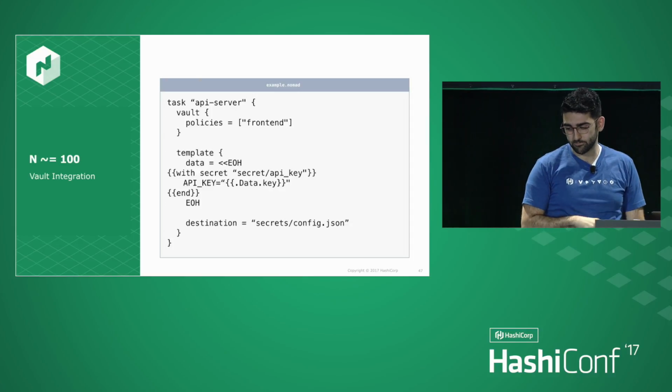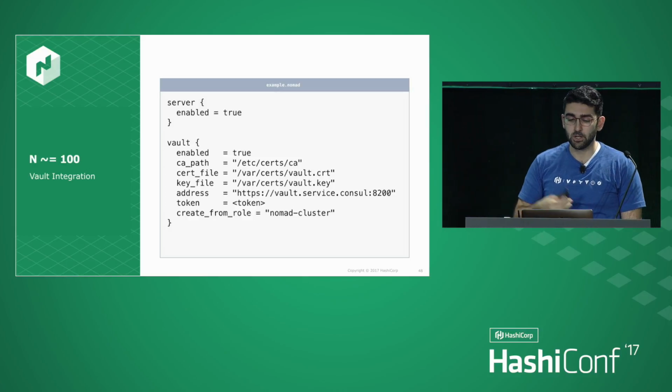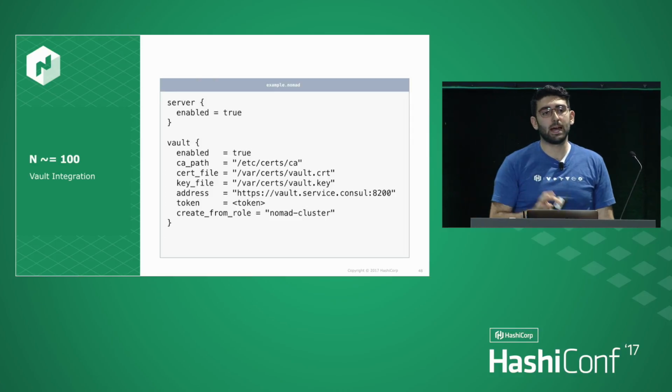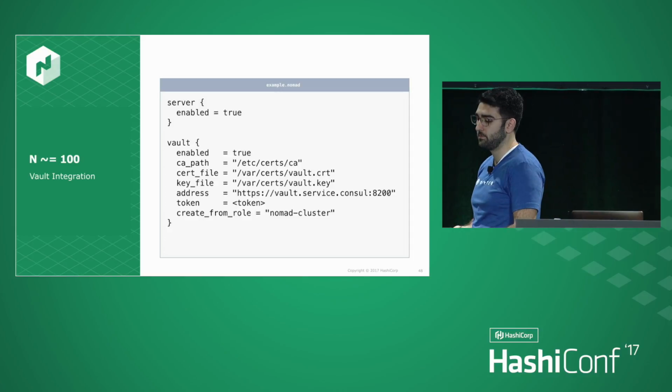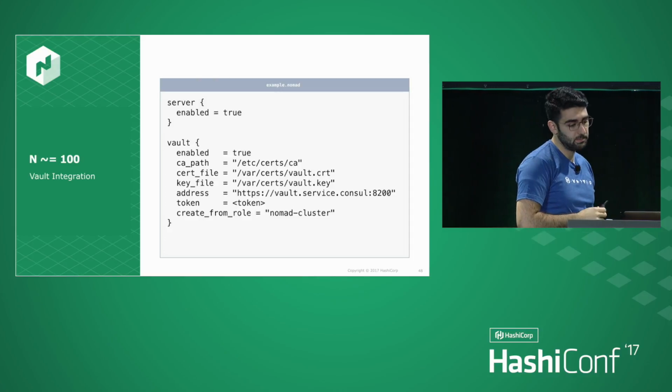It's really cool. And on the back end, to configure this as an operator, you more or less create the role in Vault. You tell Nomad about the role. You give it a token that allows it to create other tokens from that role. And you tell it where Vault is and the certs you need to talk to it. That's it.